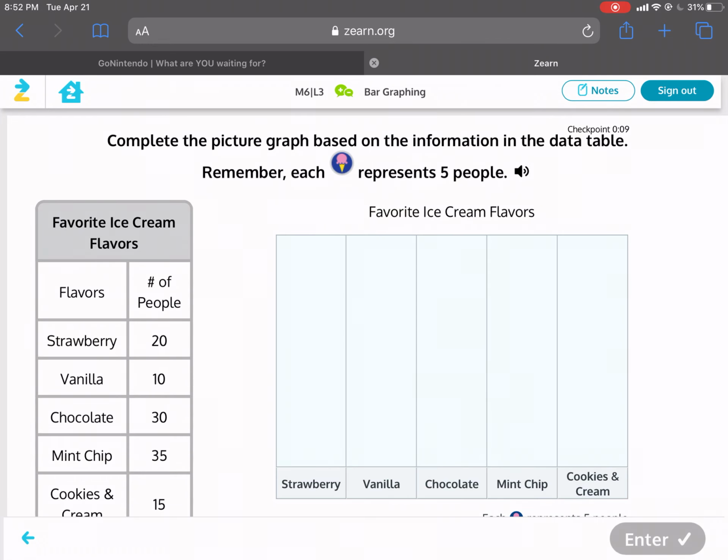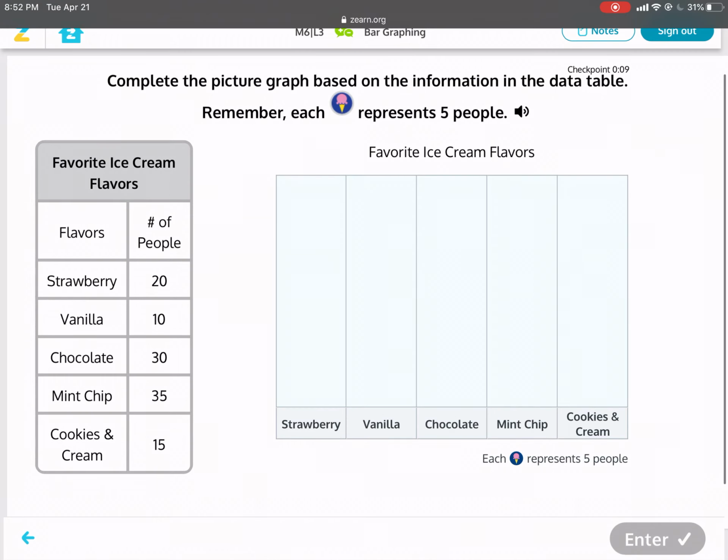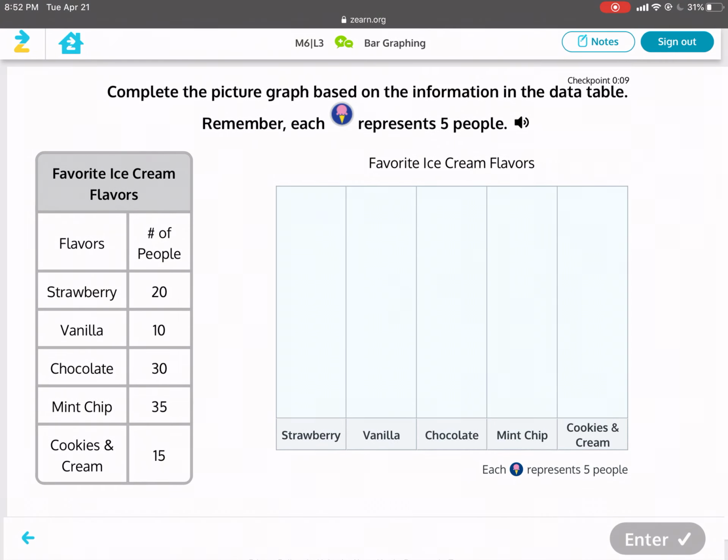Complete the picture graph based on the information in the data table. Remember, each ice cream cone represents 5 people. So let's look at strawberry. 20 people chose strawberry as their favorite ice cream flavor. So we're going to count by 5s until we get to 20, and that's how many ice cream cones we're going to put. So 5, 10, 15, 20. We're going to do the same thing for all of the rest of the choices on our picture graph.